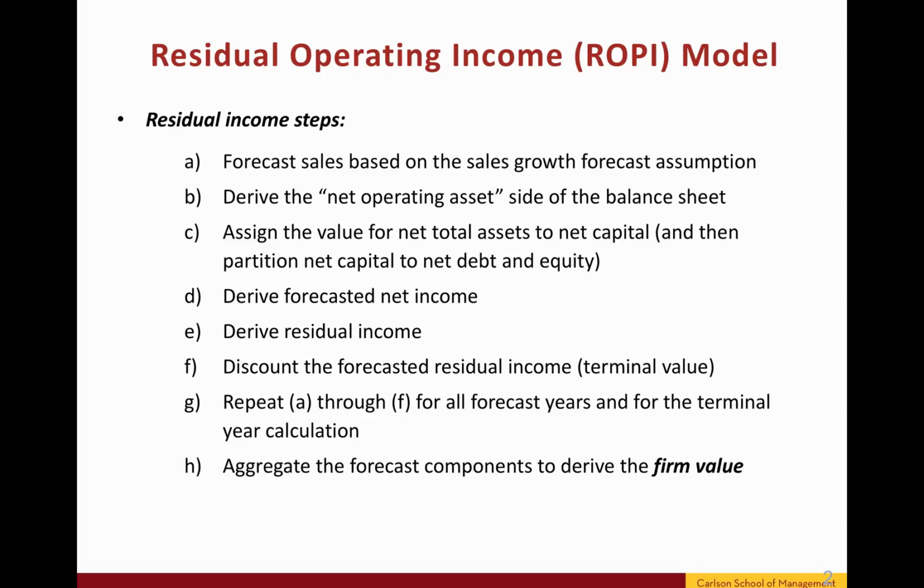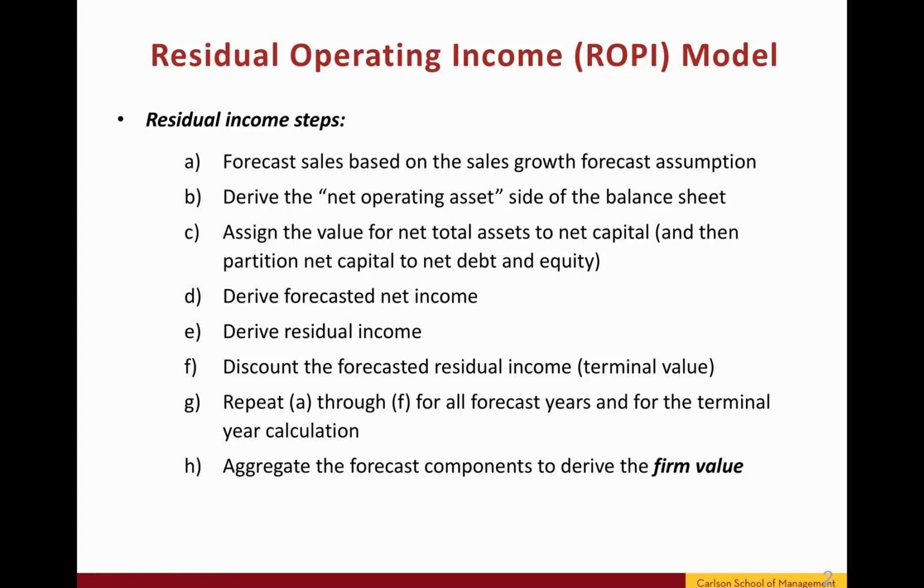So for example, if a company has 30% of their assets financed by debt and 70% financed by equity, we'll want to see if we can still grow our company, and if those assets are going to be financed by 30% debt versus 70% equity going forward, just like it has historically. Then we're going to derive our forecasted net income, so take our forecasted revenues less our forecasted expenses. And then we're going to derive our residual income. The residual income is taking our net income in step D less our charge for our cost to equity.